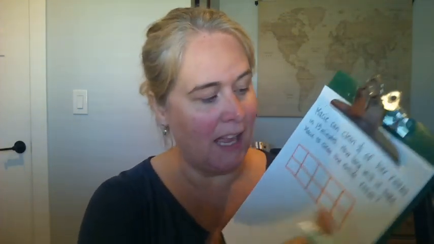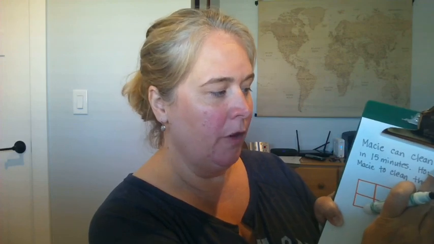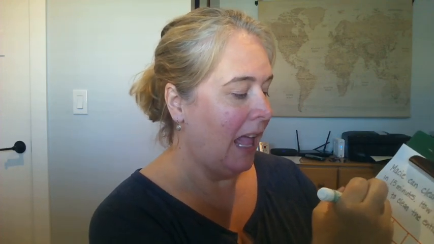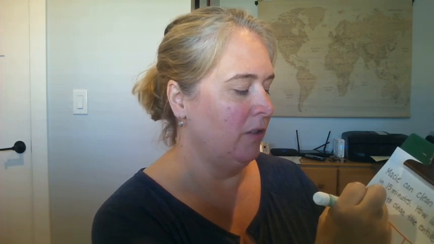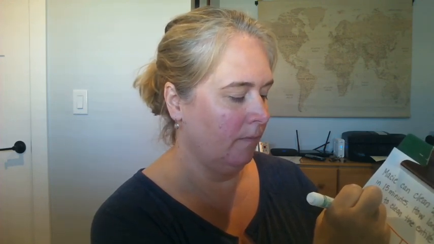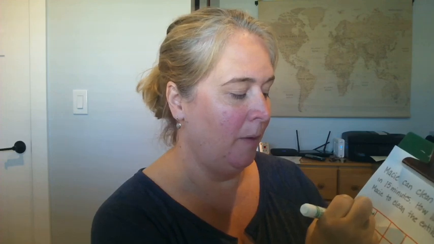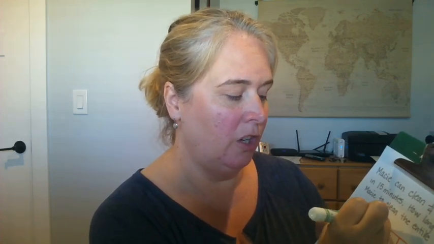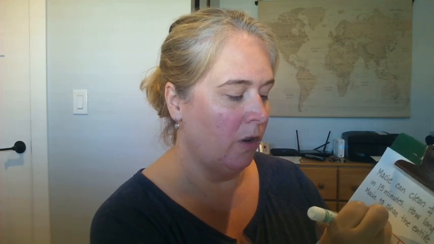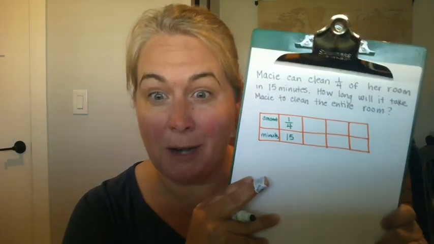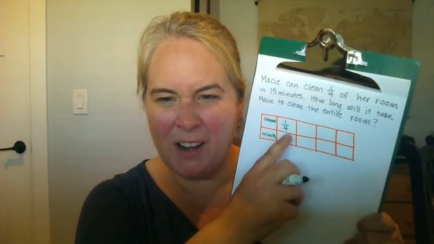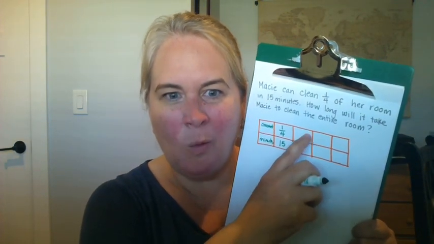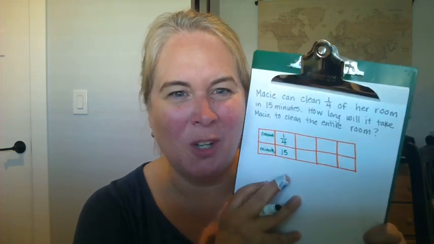So it says 1/4 of her room in 15 minutes. So I'm going to go ahead and put in the amount of her room. And I'm going to put minutes. And we already know that she can do 1/4 of her room in 15 minutes. So I've started my ratio table. I want to figure out how am I going to get to 1/2 of her room.